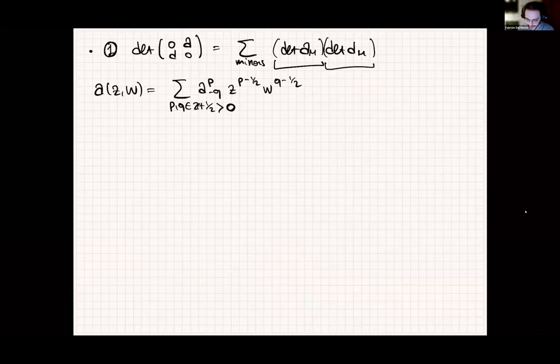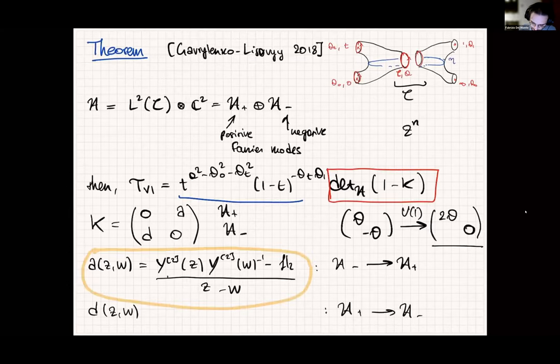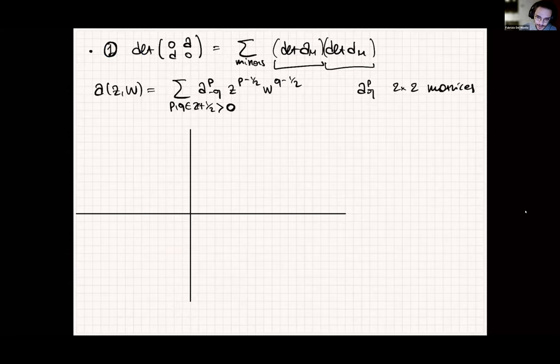For those of you who are familiar with free fermions in integrable hierarchies, this might already be quite familiar, because then to compute these determinants, you treat these kernels as some infinite matrices. This A, P, Q are each 2x2 matrices, because they were defined in terms of the Fourier expansion of this Y2, which was a 2x2 matrix. And so if I write this K, it was 0, A, D, 0. I can write it as some infinite matrix in this way.